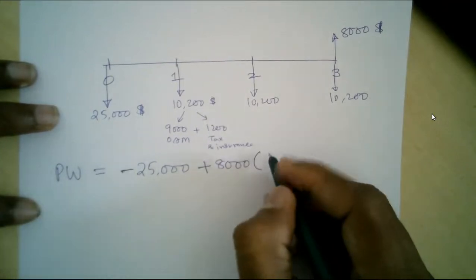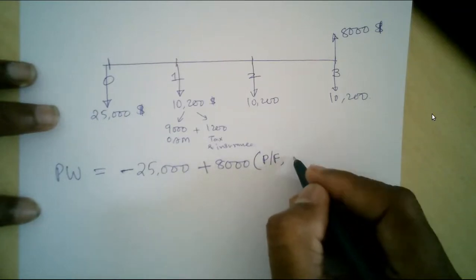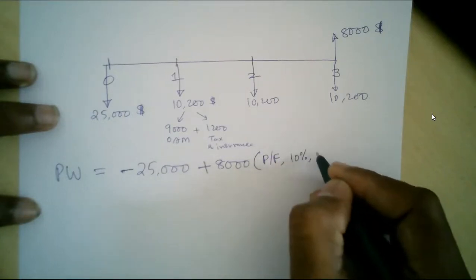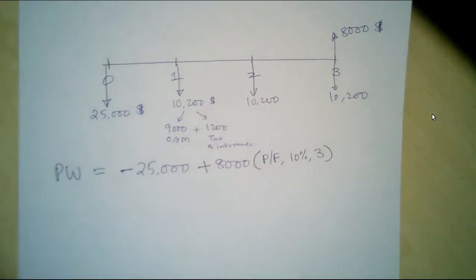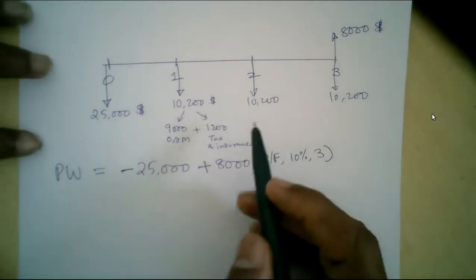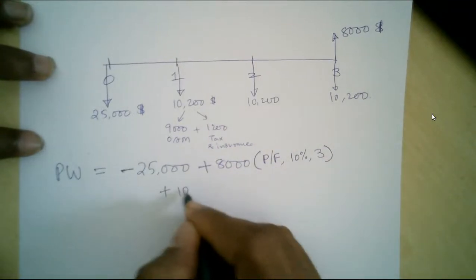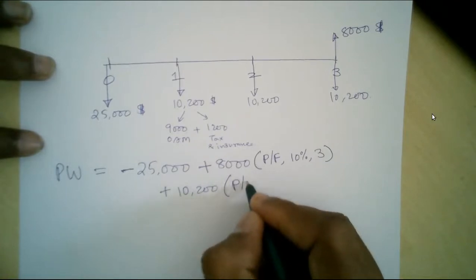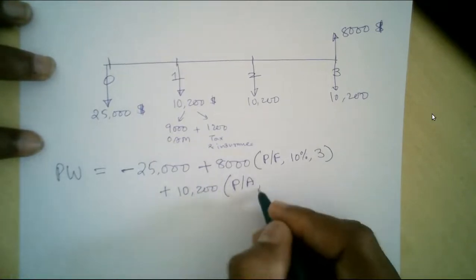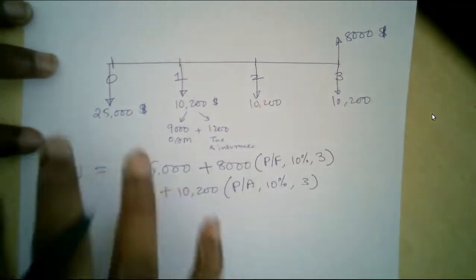8,000. Here I need the present value given the future value, and the interest rate is 10%, and the duration is 3 years. So this is what I need to multiply it by to get the equivalent present worth. Next, I have three equal payments. So 10,200 multiplied by the present value given the three equal annual payments at 10% and 3 years. That's it. So this is the calculation to find the present worth.